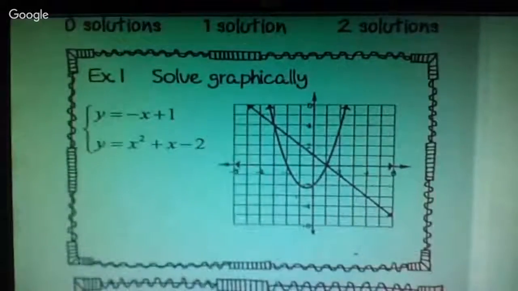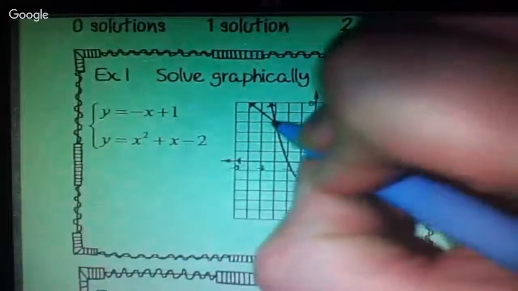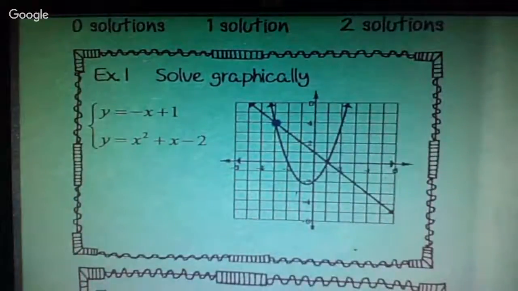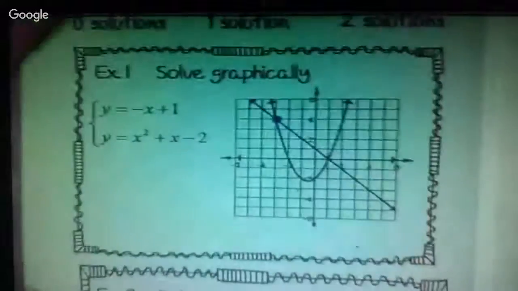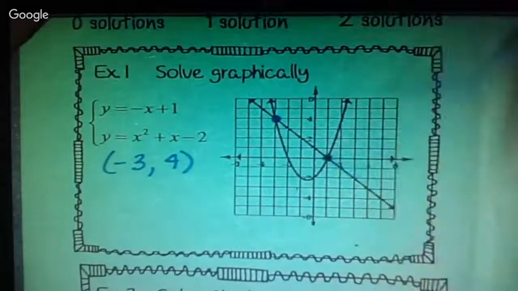Example number 1 says it wants us to solve graphically. If it doesn't give you a picture, you would plug it into your calculator. I'm going to show you how to do that. If I'm solving it graphically, what am I visually looking for? Where they intersect. So here is 1 point. What is that point? -3, 4. So my first solution is -3, 4. And then you said 1, 0. Fantastic.